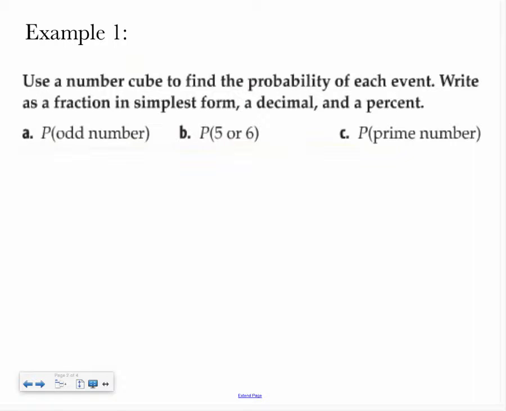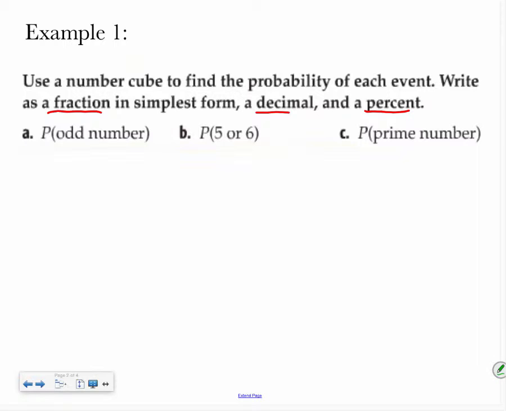example. Let's use a number cube to find the probability of each event. FYI, the book refers to dice as number cubes. So we're just talking about a normal dice that we've been using, like when we play Monopoly or something. Okay, so write as a fraction in simplest form, a decimal, and a percent. That means we are going to have 3 different answers for each one.